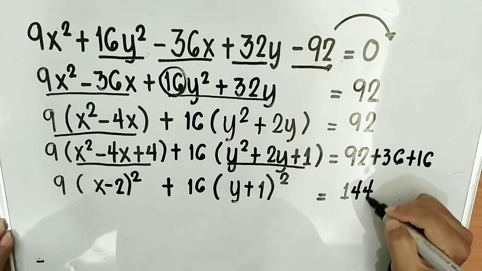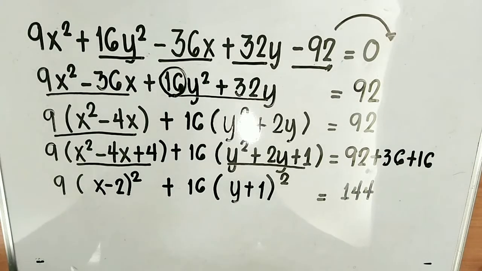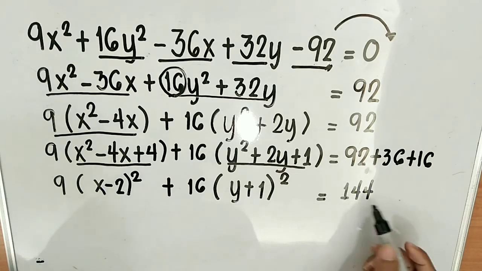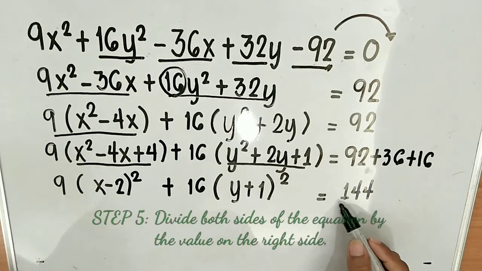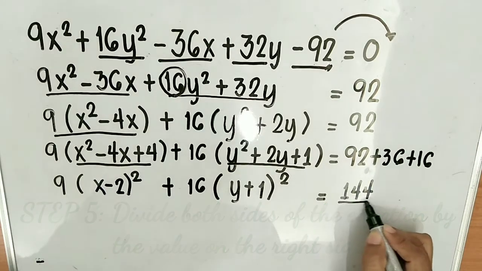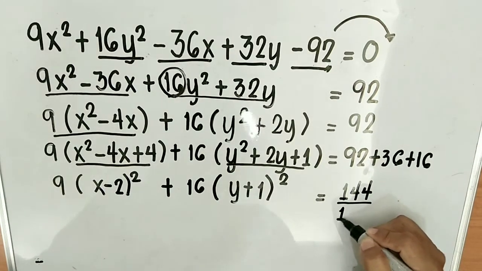Then we will combine this one. 92 plus 36 plus 16, the answer is 144. Now, as you can observe, the standard equation of an ellipse is always equated to 1. Now we have here 144. So that we can get positive 1 here, we will divide both sides of our equation by 144. So divide by 144.